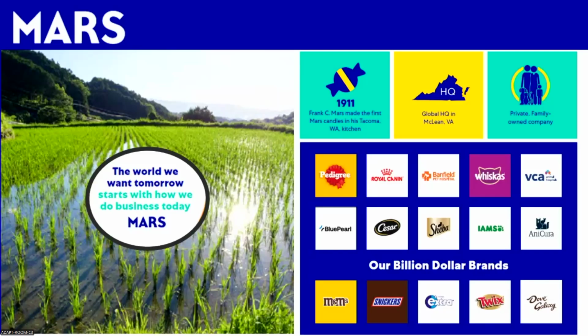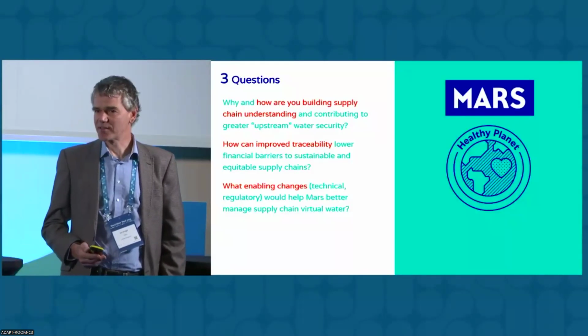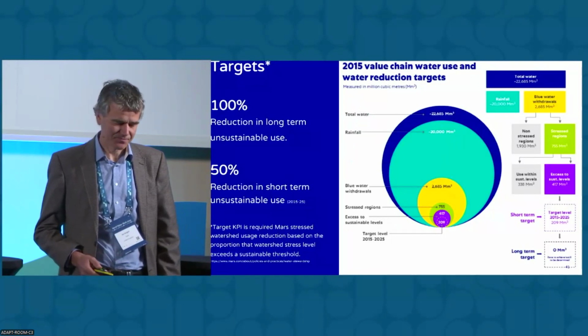Good morning, everybody. I'm Ian Knight. I lead Water Thinking for Mars. Mars is a global pet care and snacking company. Liz asked me 3 questions, really all to do about understanding supply chain water impacts, and then how that understanding can add value, and then finally what things can be done to amp up the value that's being generated.